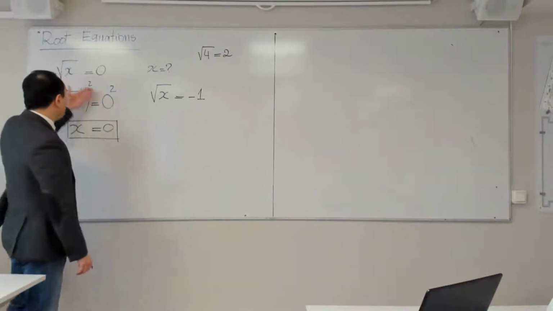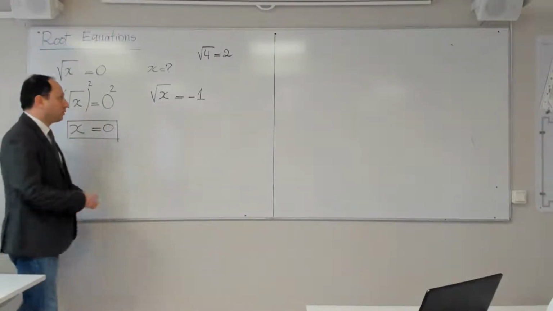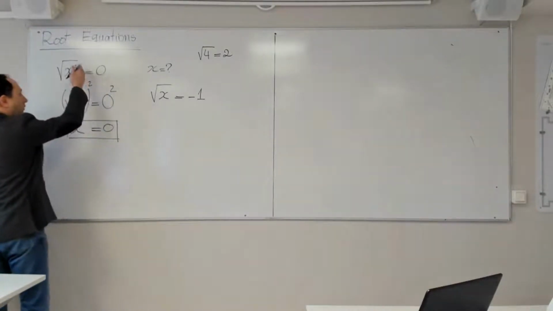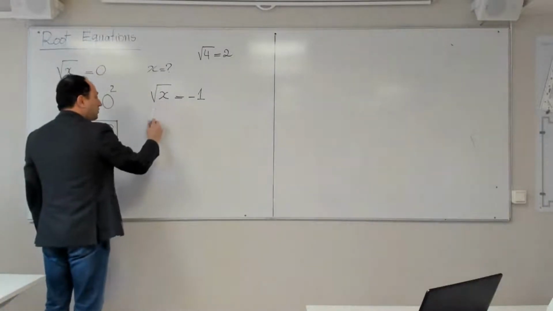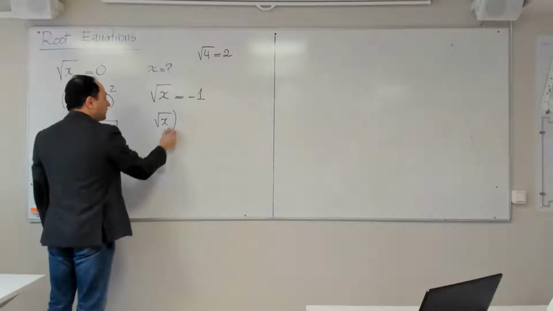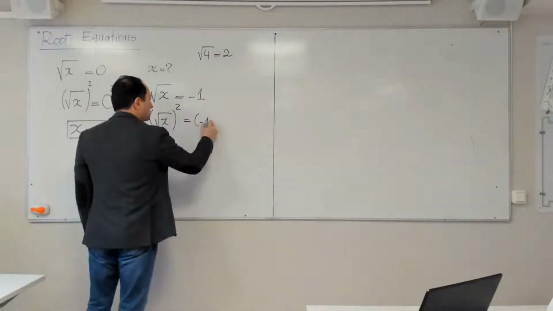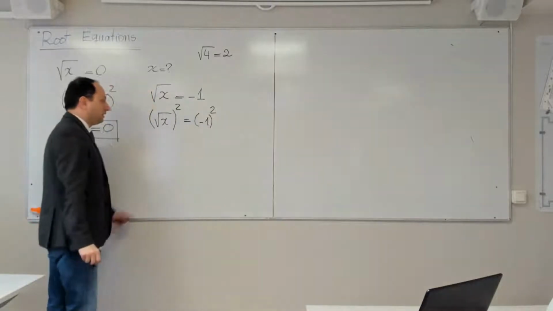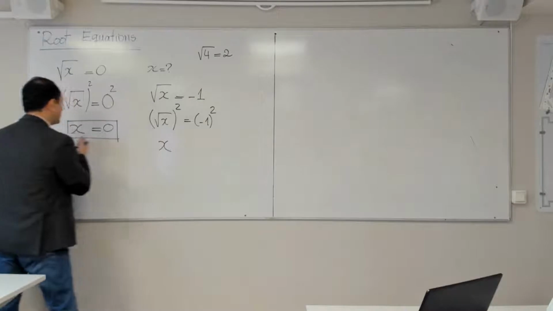But let me proceed with this method and see what happens. I want to follow exactly the same strategy. So what I do is take this minus 1 to the power 2, and I do the same on the other side, minus 1 to the power 2 as well. But if I ask you what the left side is, you would immediately answer x, as before.